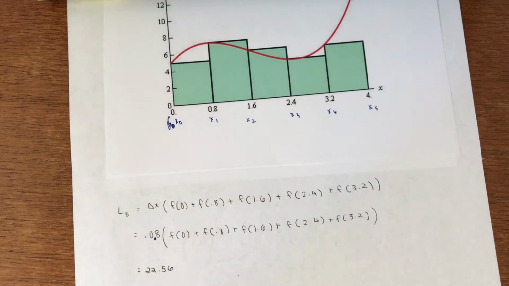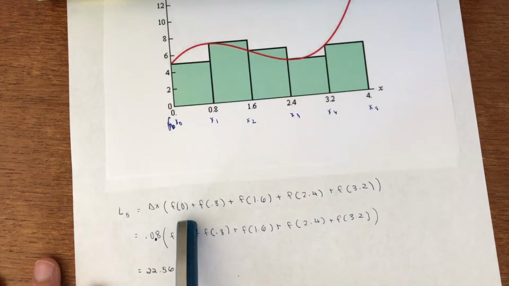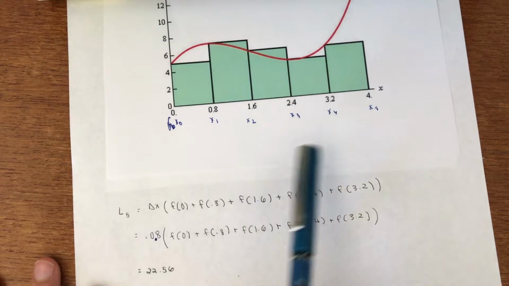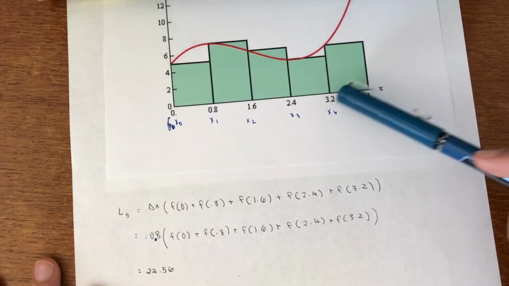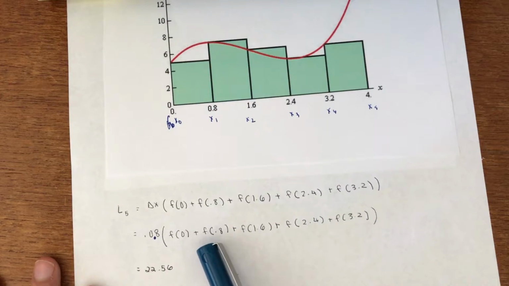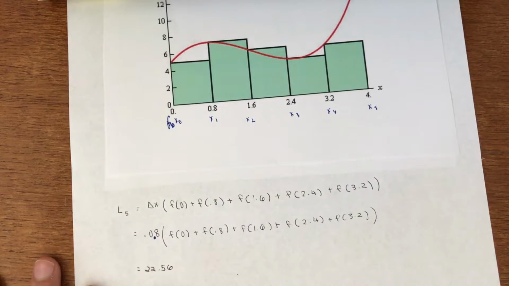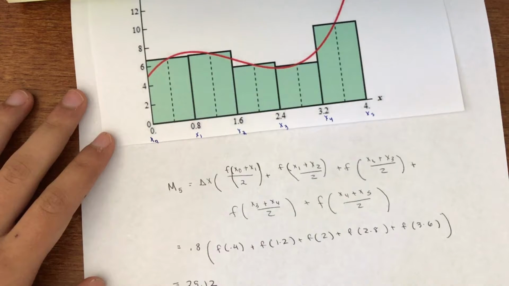The area can also be approximated using left endpoints, and in this case, we will start with f of x sub 0, which is f of 0, all the way to f of x sub 4, which is 3.2. Once again, the y values can be calculated by looking at the graph, and when you add all the values, you will get 22.56.